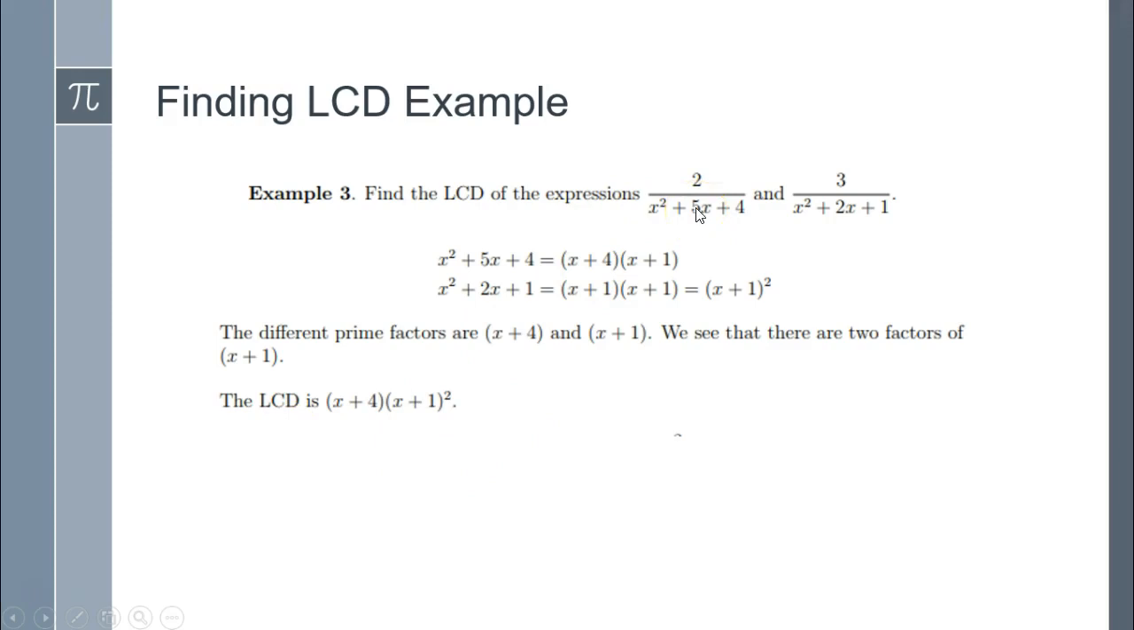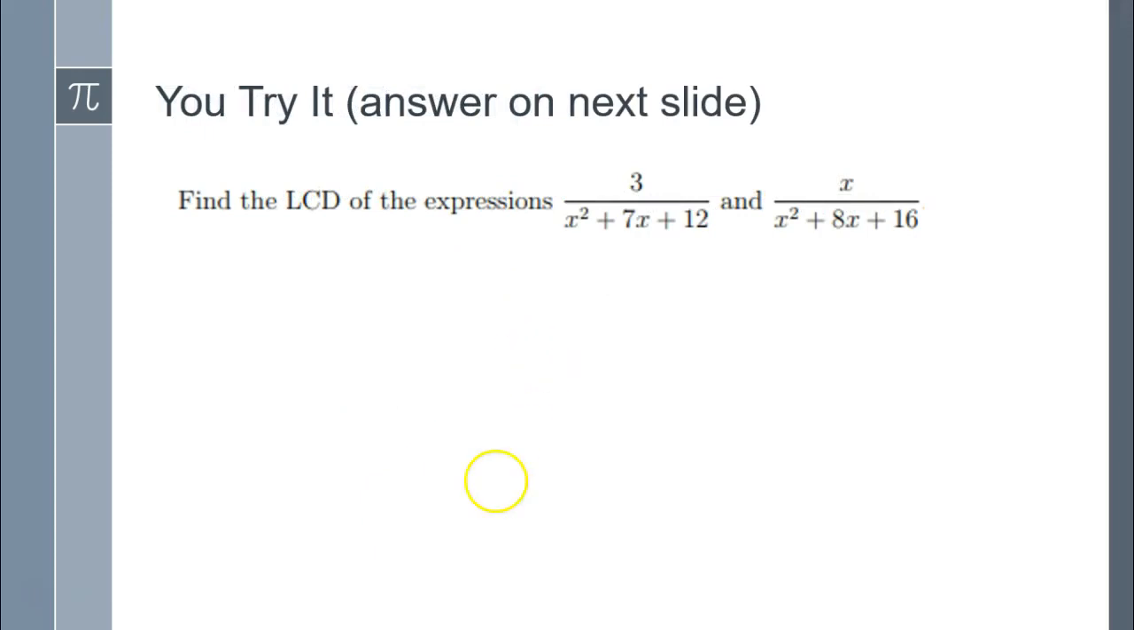The first fraction would be missing one of the x plus 1's, so I would multiply top and bottom by x plus 1. The second fraction would be missing the x plus 4, so if I were turning these into a least common denominator, I would multiply top and bottom by x plus 4. So let's do an addition or subtraction problem that uses this in a moment.